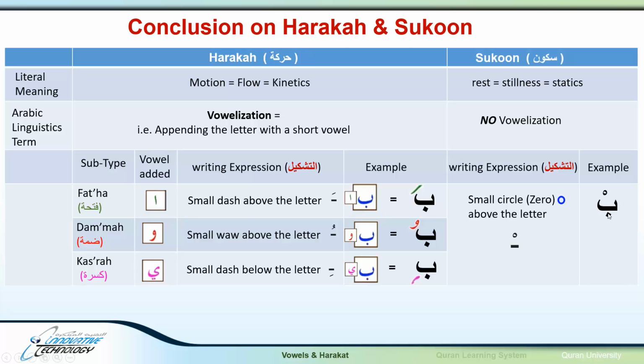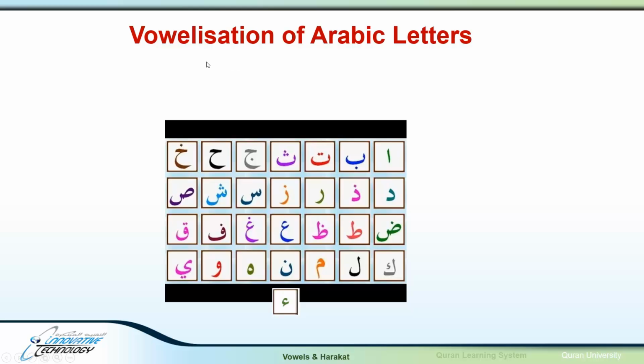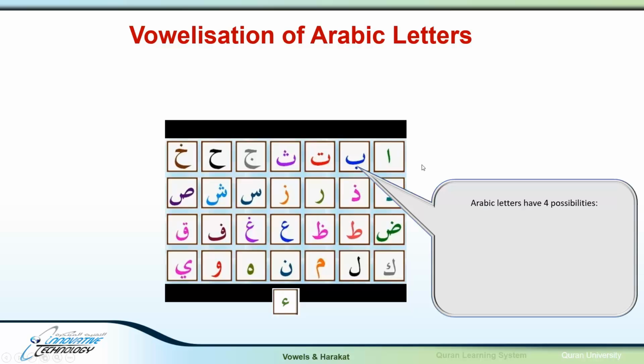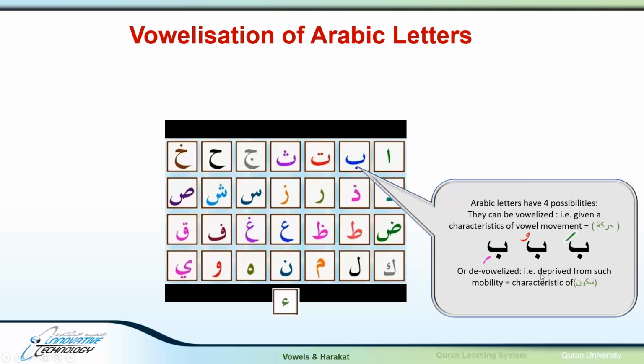In the previous slide, we've learned that adding a haraka can be named vowelization, which means adding a small vowel at the end of the letter. Now, any Arabic letter would have four possibilities. They can have the vowel at the end. They can be vowelized, giving a characteristic of a vowel movement, haraka, to become fatha or dhamma or kasra, or to be devowelized, which means that they could be deprived from such mobility, and that is what we call the character of sukun. Ba with sukun, a letter with sukun.